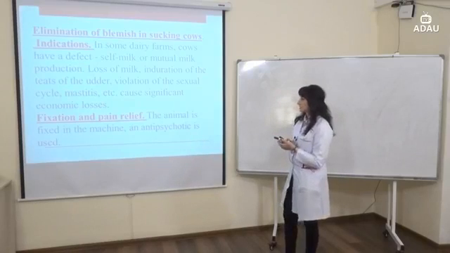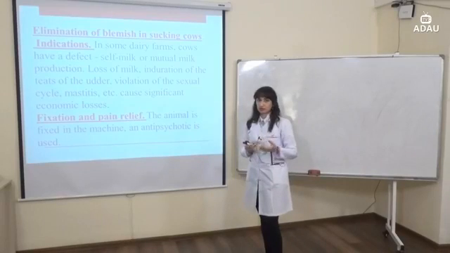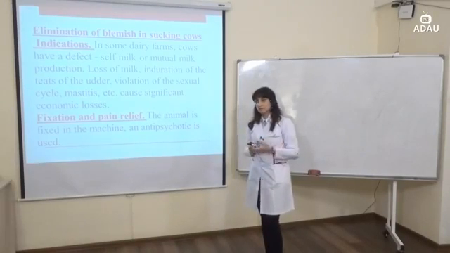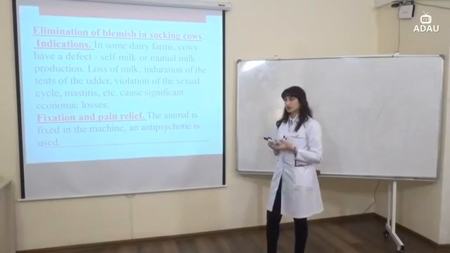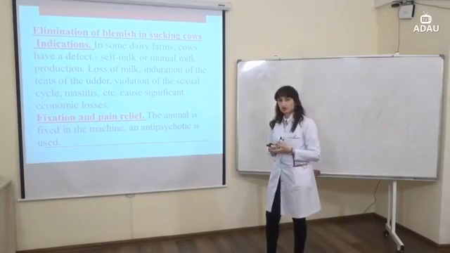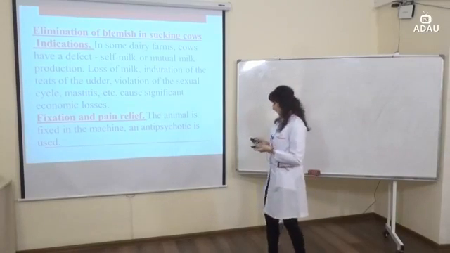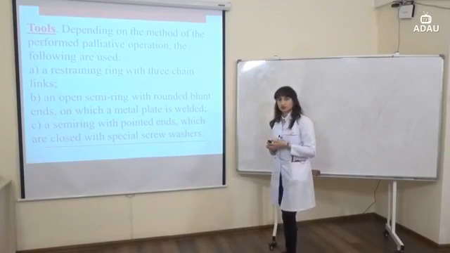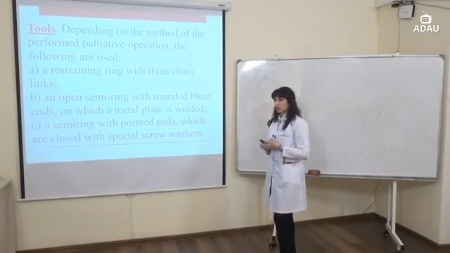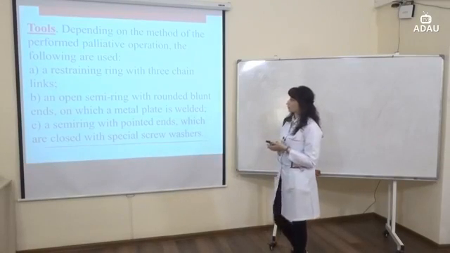For fixation and pain relief, we should fix this animal in the machine. We fix the head in the machine, and we can use antipsychotic drugs or tranquilizers to calm this animal. Which tools do we use during elimination of blemish of sucking cows? We use these tools depending on the palliative method performed.